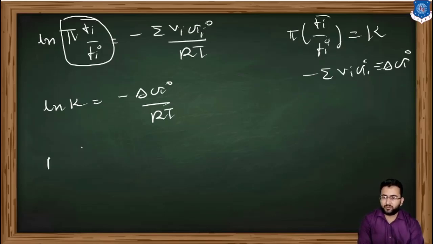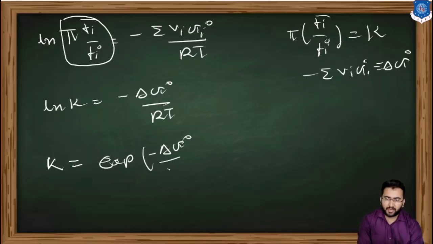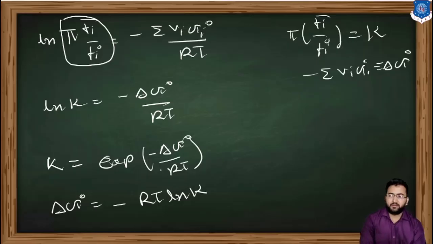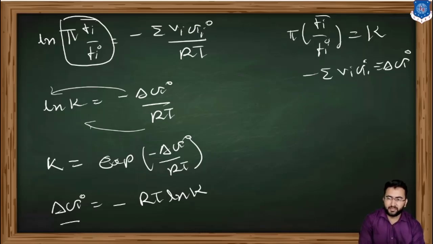If I simplify this equation again, it becomes K is equal to e raised to minus delta G naught upon RT. Or we can also write this equation like this: delta G naught is equal to minus RT ln K, taking RT to this side and the minus to this side. This is the most important equation from the point of view of the exam, and it's also important in chemical engineering thermodynamics too.